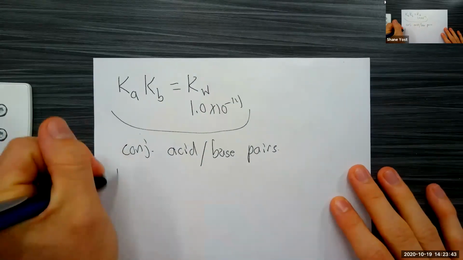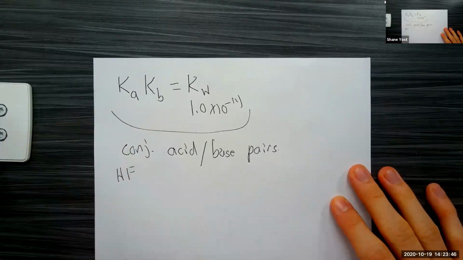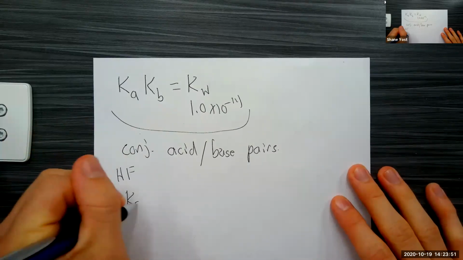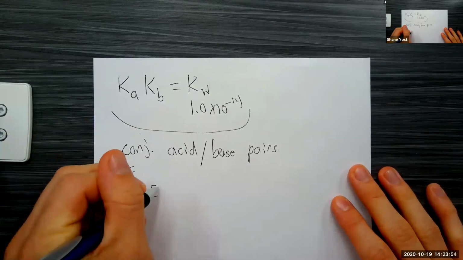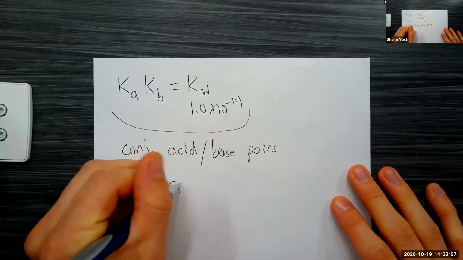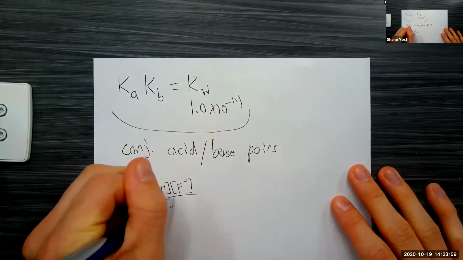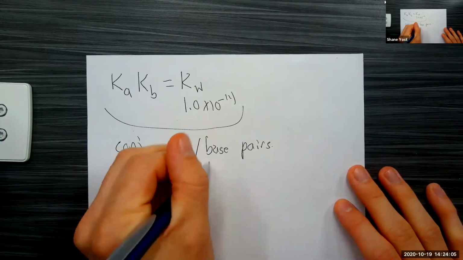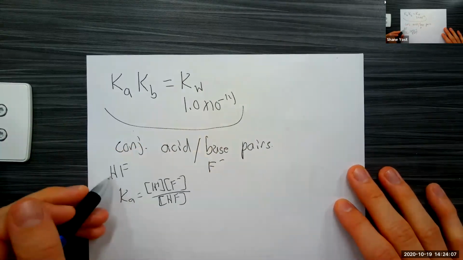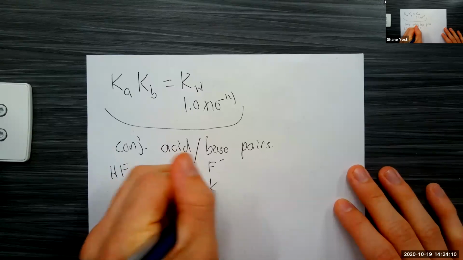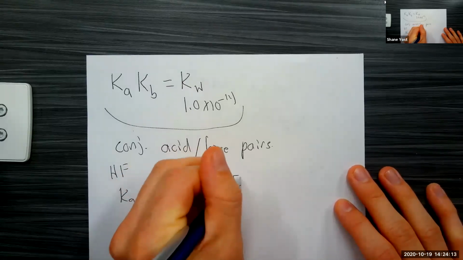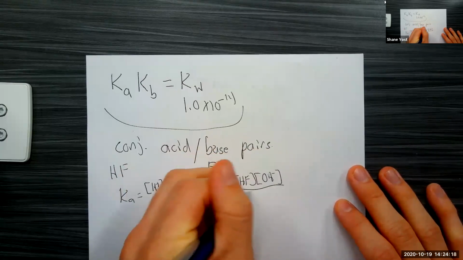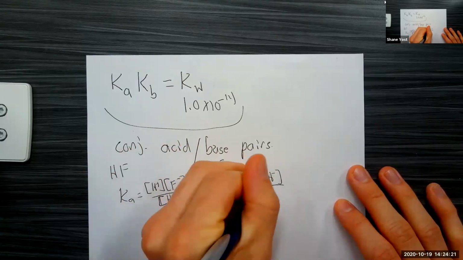So for example, if we had a weak acid, hydrofluoric acid, its Ka, as a reminder, is the concentration of H plus times F minus over HF. The conjugate base here is F minus. HF is our acid, its conjugate base is F minus. Kb for that is going to be the concentration of HF times the concentration of OH minus over the concentration of F minus.